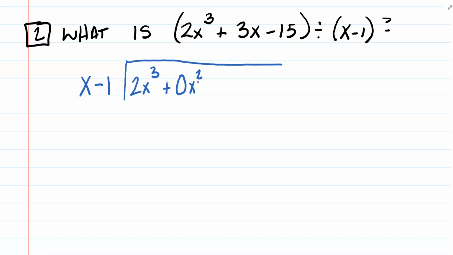So 2x to the third, a 0x squared. I do have a positive 3x. And then lastly, a negative 15. Okay, and then the process begins. Here we go.